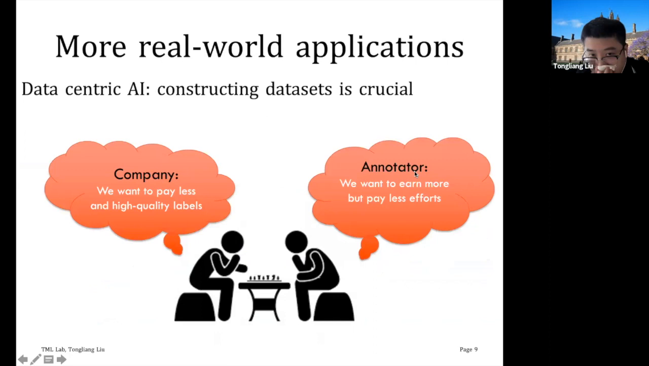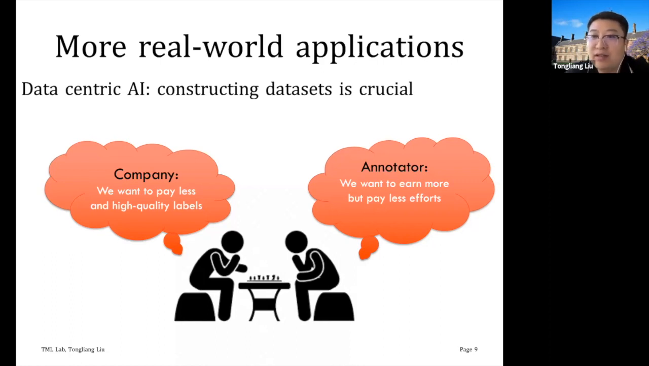And now I would also like to introduce some more, very interesting applications about learning with noisy labels. One term that is very popular is data-centric AI, which means that when we have a very good data set, we can train very good models. This also implies that the data set is very important for the development of artificial intelligence. So many giant companies, big companies, want to create data sets. During the creation, one important task is to label or annotate those large-scale data sets. So the companies want to spend less money to obtain high-quality labels.